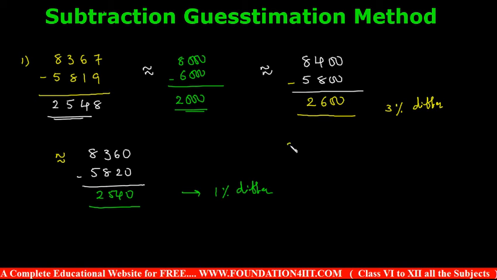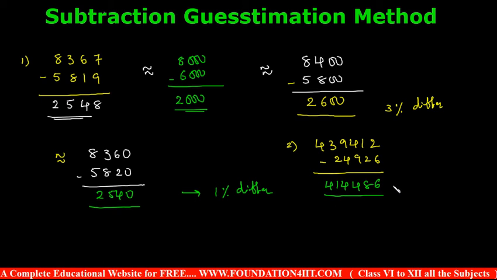Let us take one more example. Let us take some 6 digit number: 4,39,412. I need to subtract 24926 from this. Let me take a number and check with the same concept. I already verified this is 414486, if you do the subtraction.